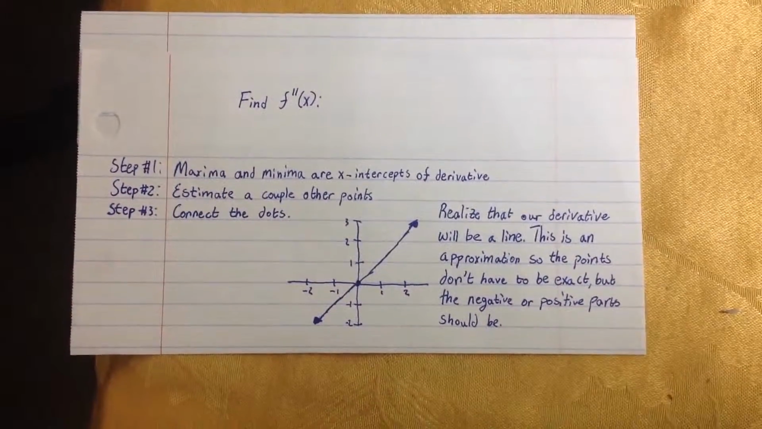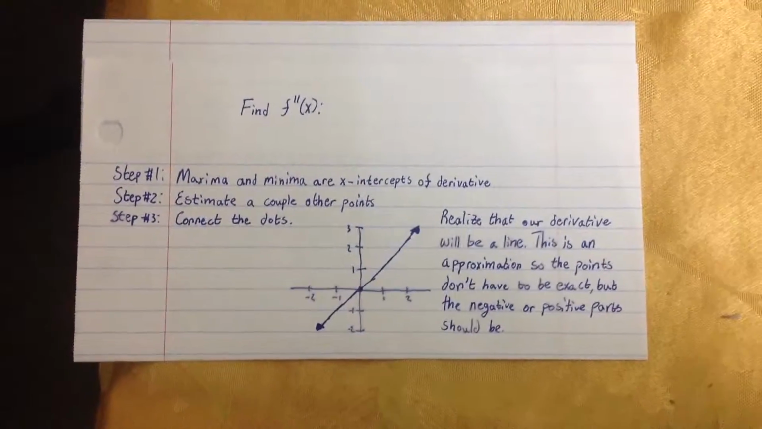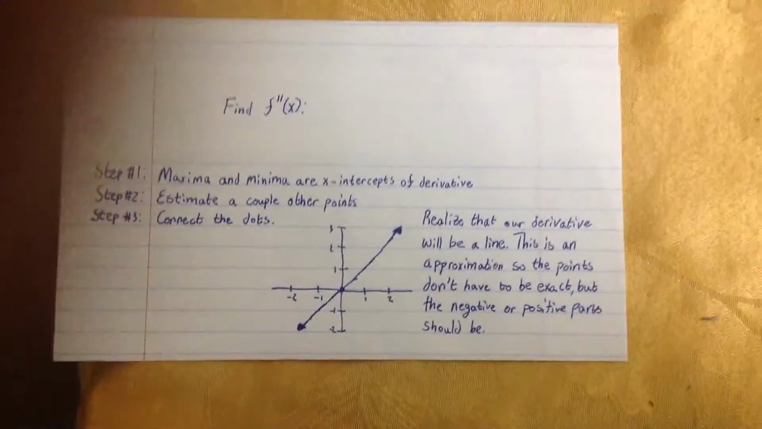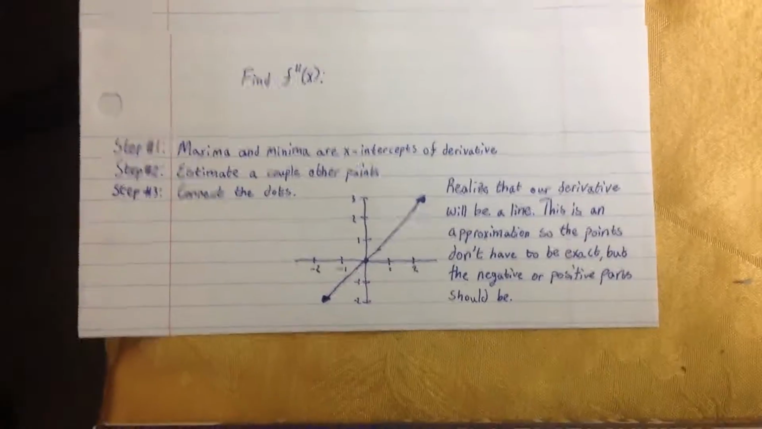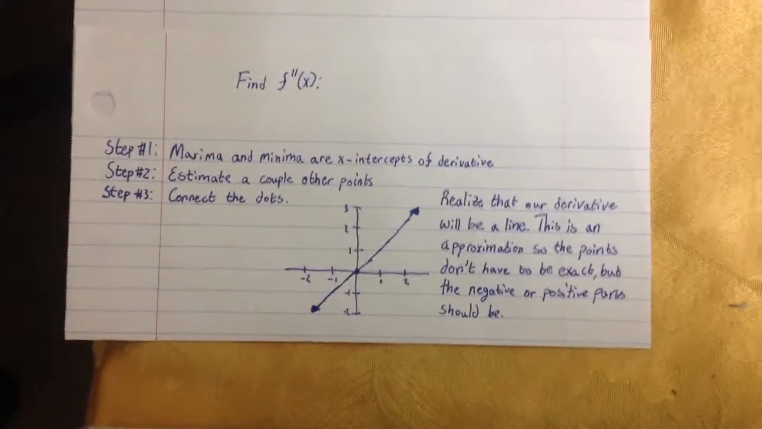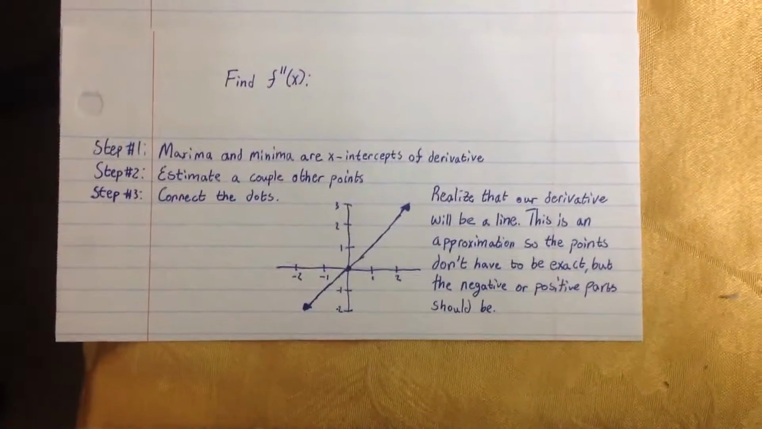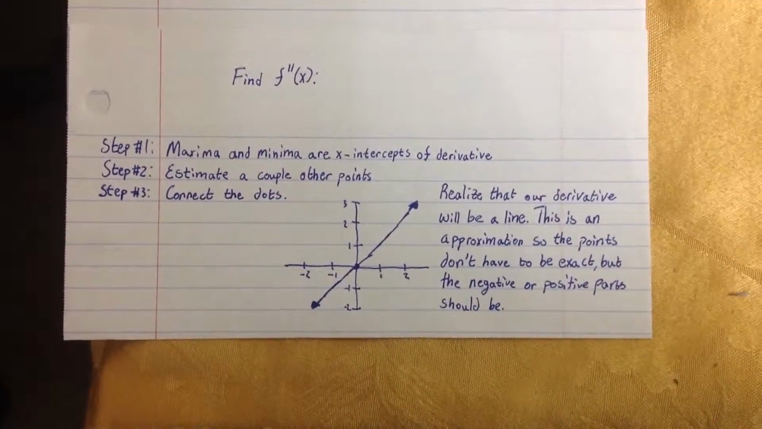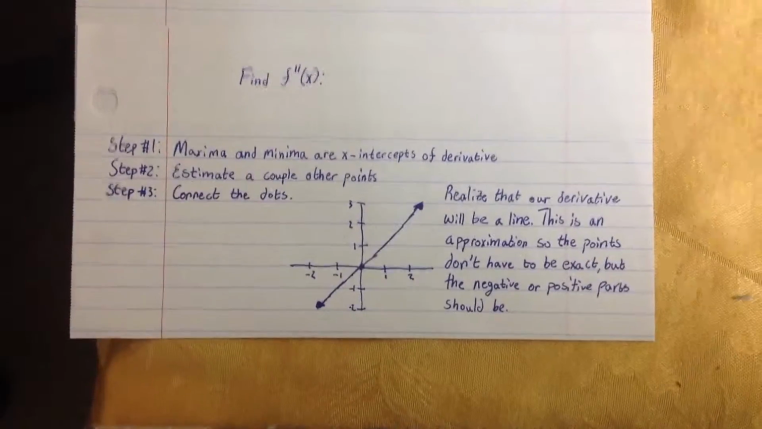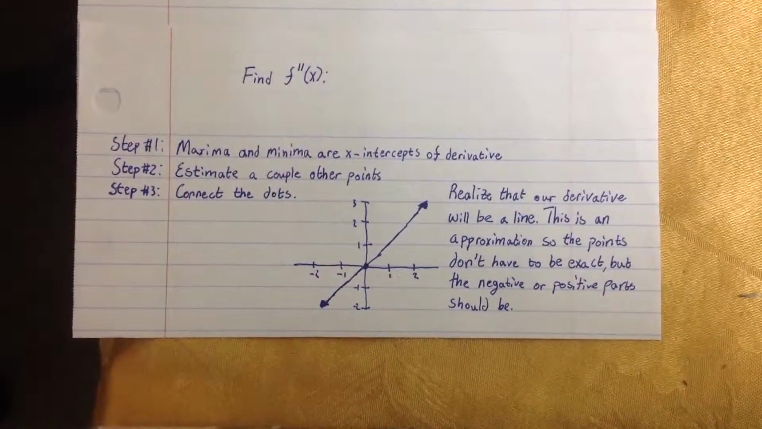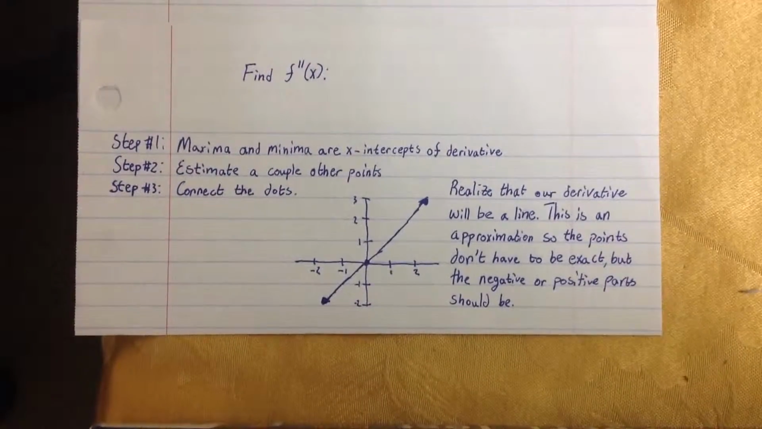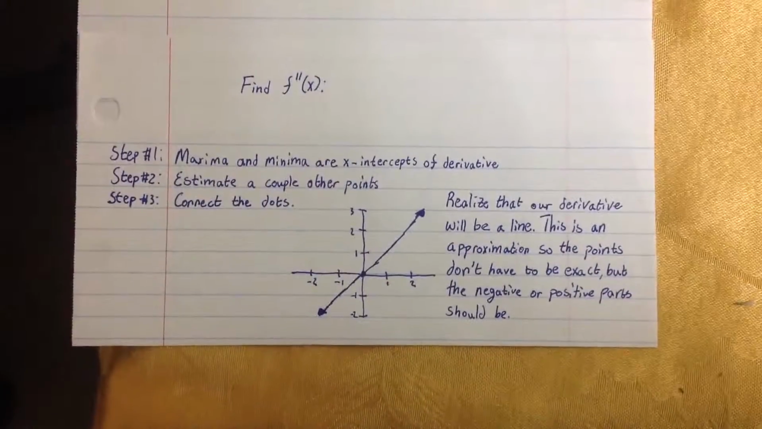And our before graph was a parabola, so there are 3 steps that we need to use, and the maxima and minima are the x-intercepts of the derivative, so that's a rule of thumb, and estimate a couple other points and connect the dots. So we've got to first realize what the derivative graph will be.